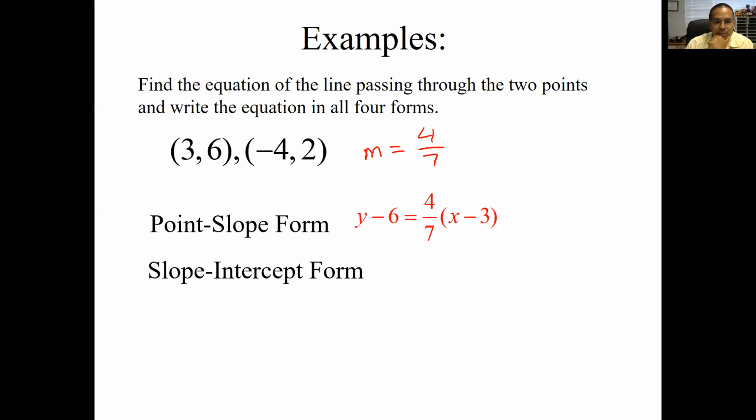And what about slope-intercept form? Y equals 4/7x. That's a good start. You're missing the rest of it. Is it y equals 4/7x plus 30/7? There we go.